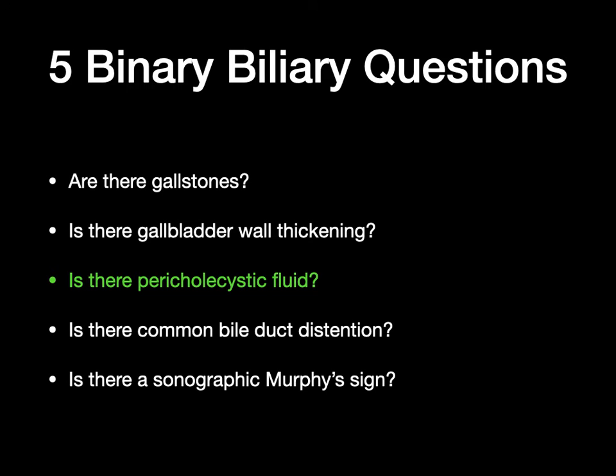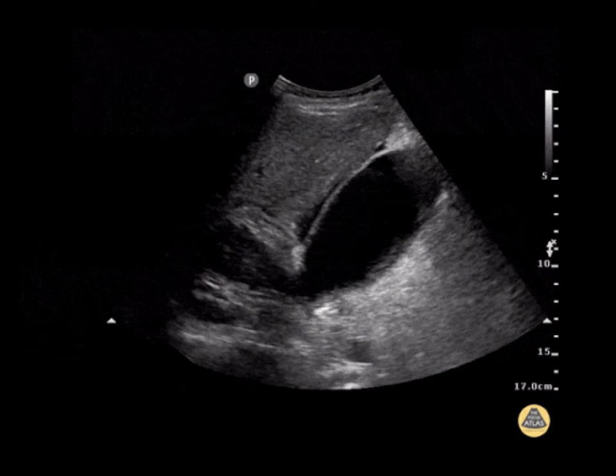The third of our binary biliary questions is, is there pericholecystic fluid? So a normal gallbladder sits snugly up against the liver. The inside of the gallbladder is anechoic, while the liver is of its typical echo texture. When looking for pericholecystic fluid, you want to trace the wall of the gallbladder with your eyes, looking for any anechoic areas outside of the gallbladder. This would represent pericholecystic fluid. And here's an example.